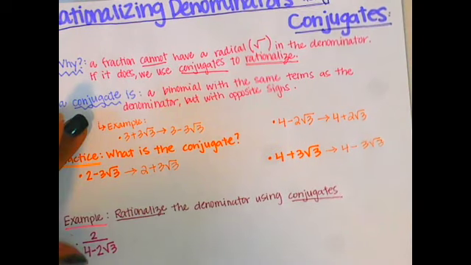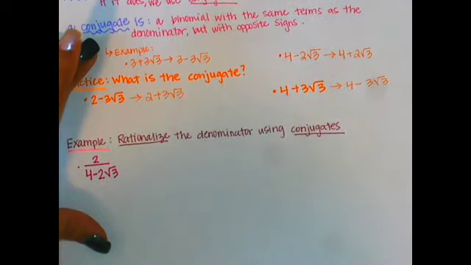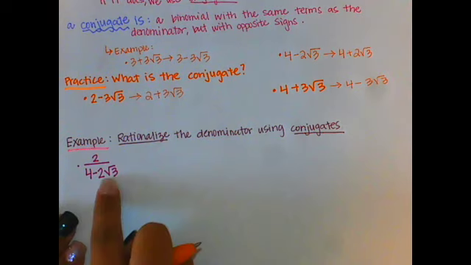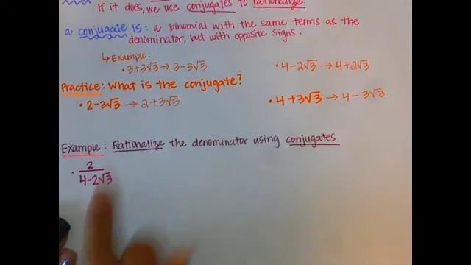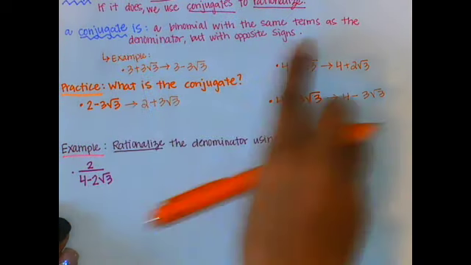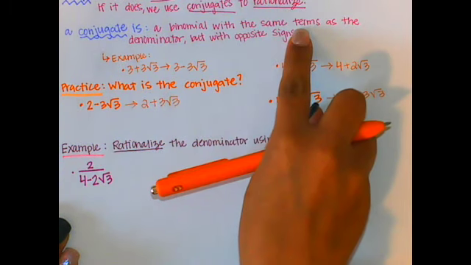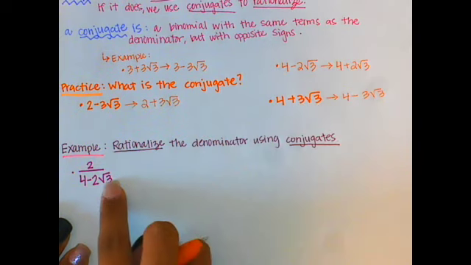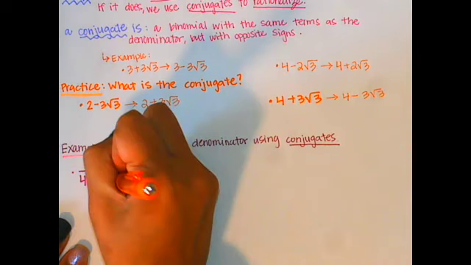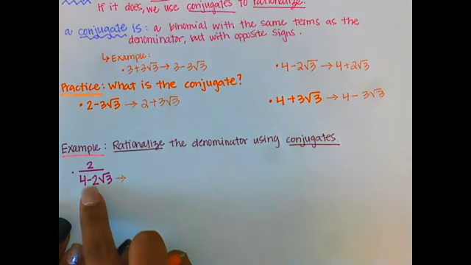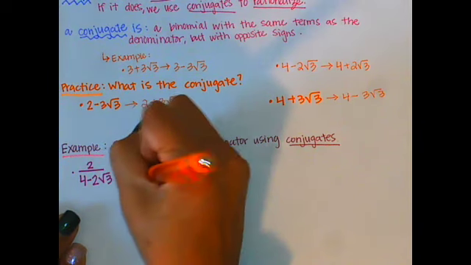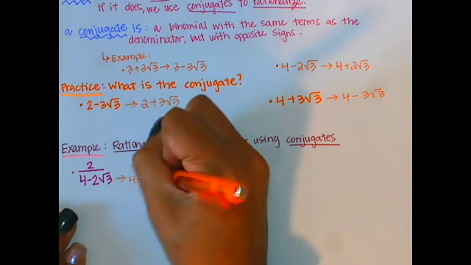So let's do our first example. We are going to rationalize the denominator using conjugates. So the first thing I want to look at is my denominator. The conjugate is a binomial with the same terms as the denominator, but with opposite signs. We know we can't keep this radical here, so we need to find our conjugate. So 4 minus 2 radical 3 turns into 4 plus 2 radical 3.